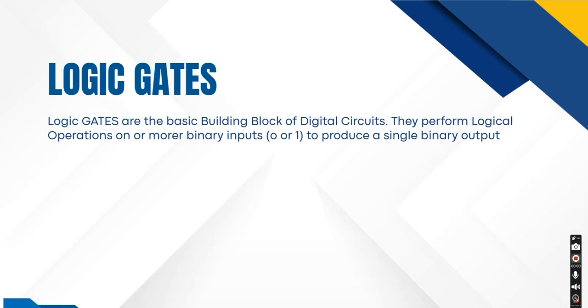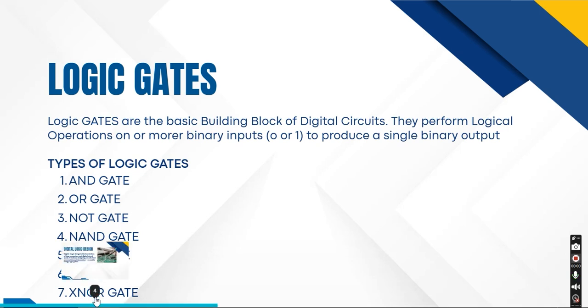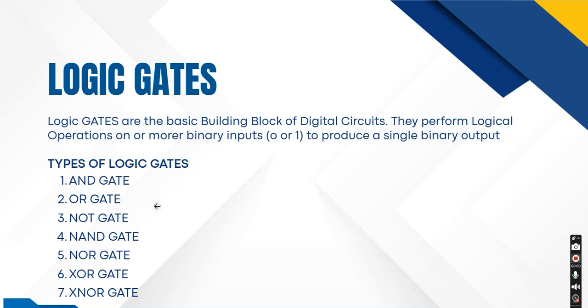flow goes. Now we have different types of logic gates. We have the AND gates, the OR gates, NOT gates, the NAND, the NOR, XOR, and XNOR. We're going to be talking about each of these gates. We're also going to be talking about their truth table as well as a circuit diagram.